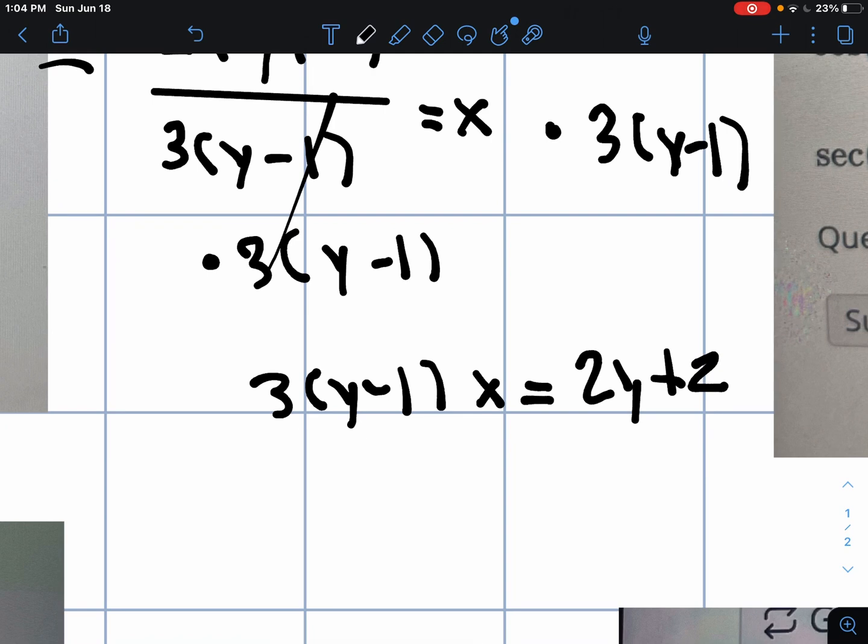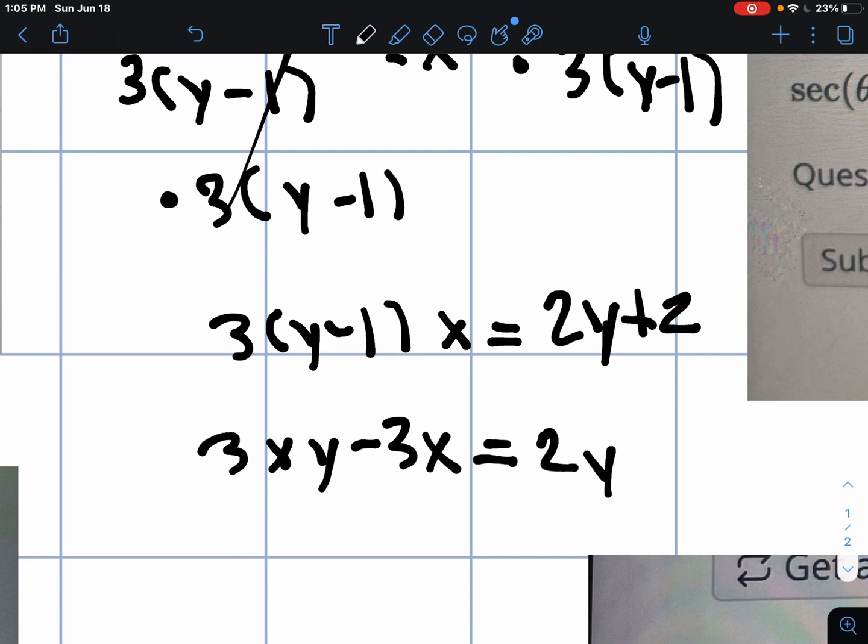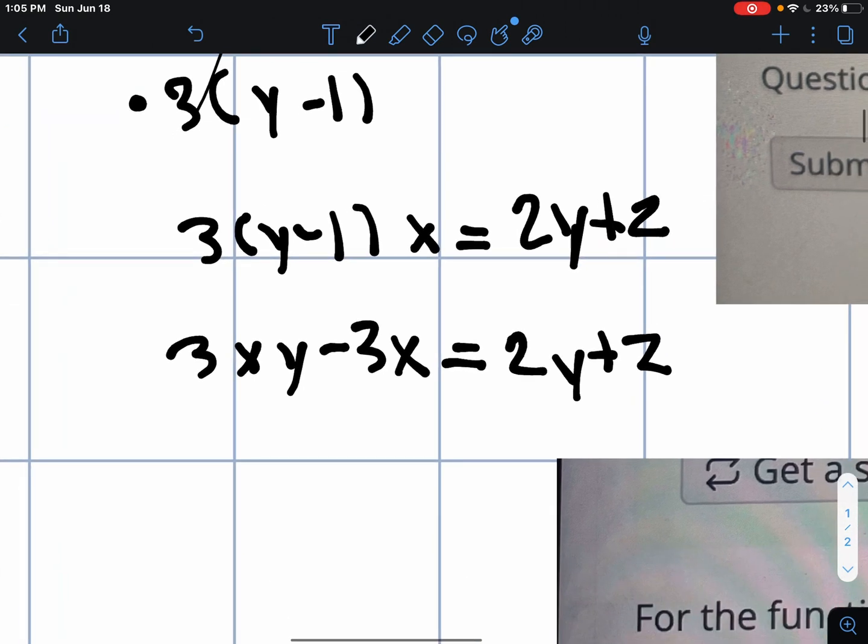Okay, so now we're going to factor out the y, actually, wait, no, we're going to simplify first. We just distribute. This would be 3xy minus 3x equals 2y plus 2.